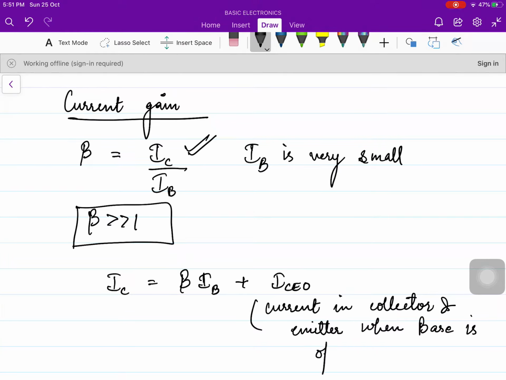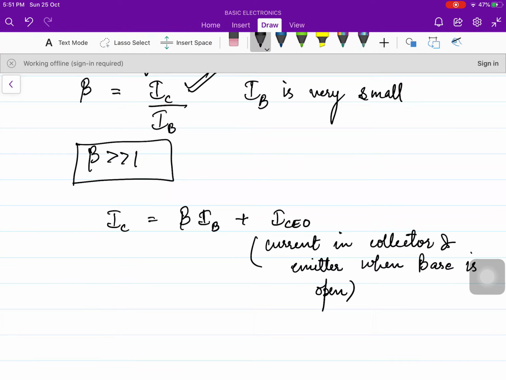When base is open, means when the base current is 0, then only this current will be significant and it will be equal to IC. But until and unless IB is equal to 0, we will keep neglecting this leakage current. That means ICEO we will not consider, it will be neglected because it is very small. So this is IC equals beta IB plus ICEO, where ICEO is the leakage current.